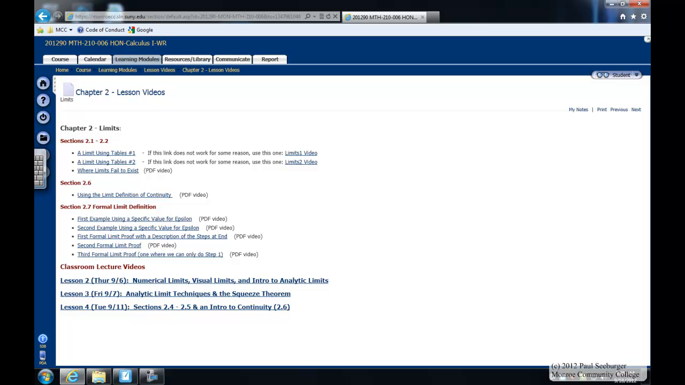Again, all these videos here in section 2.7, formal limit definition, are set up for you. The first two have specific values of epsilon. One of them is the one that you did on the back of the sheet that I handed out last time. But then we have three formal limit definition proofs, along with the steps we need to cover to do them. And really just keeping it fairly straightforward and simple.